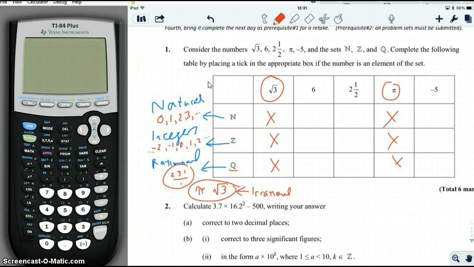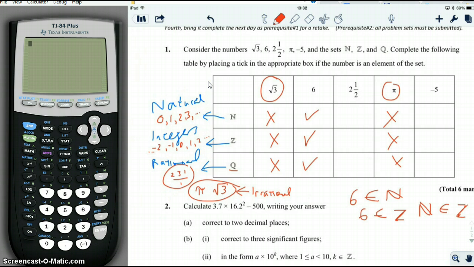6 is a natural number, right? And once you figure out it's a natural number, you already know it's an integer and a rational number also, because all the natural numbers are integers, and all the integers are rational numbers. And remember, we could write something like this: 6 is an element of the natural numbers. 6 is an element of the integers. We could also write something like the natural numbers are a subset of the integers.